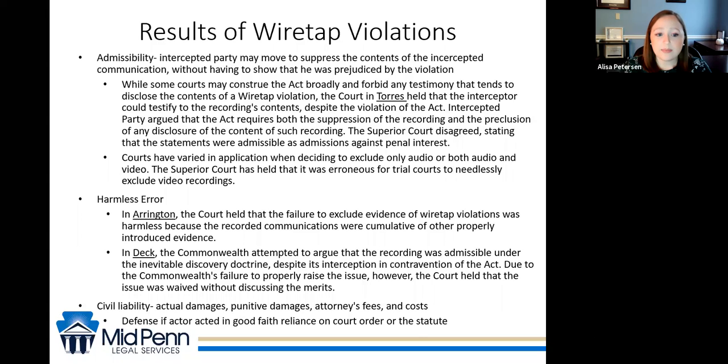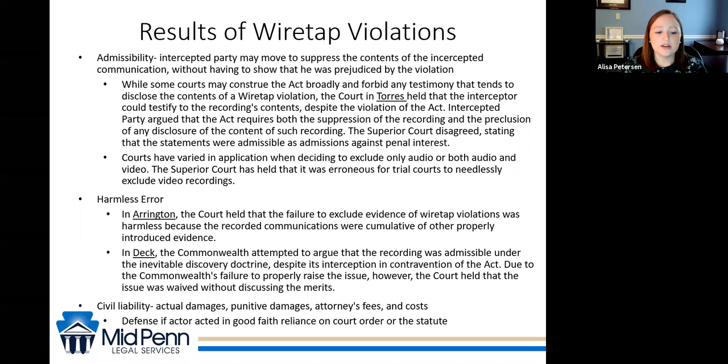And another thing that could happen is the court could rule on harmless error. Like they did in Arlington, the court held that failure to exclude evidence of wiretap violations was harmless because the recorded communications were cumulative of other properly introduced evidence. Another argument that was made in DEC was that the Commonwealth attempted to argue the recording was admissible under the inevitable discovery doctrine, despite its interception and contravention of the act. However, the Commonwealth failed to properly raise the issue, so the court did not decide it on its merits, and we don't know whether or not that would have been a successful argument.